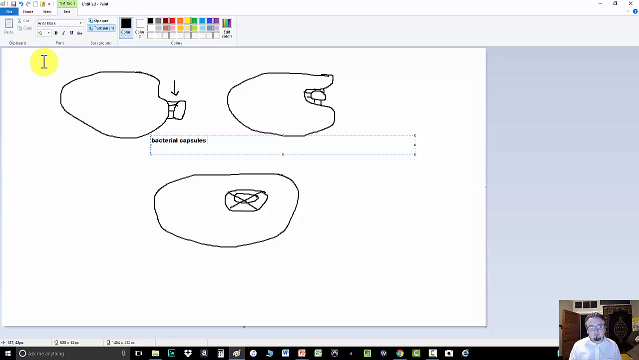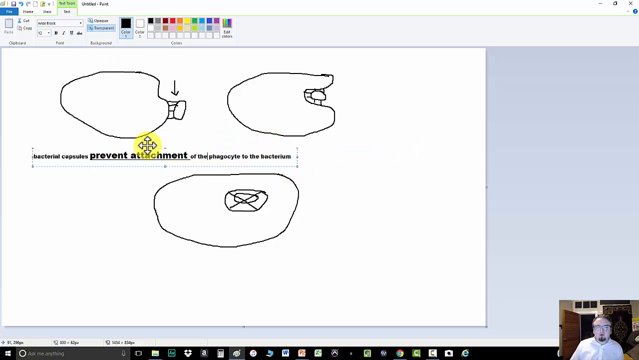Bacterial capsules prevent attachment of the phagocyte to the bacterium. So the key part there is they prevent attachment. Step one. All right. So the phagocyte can't really ever grab a hold of it.